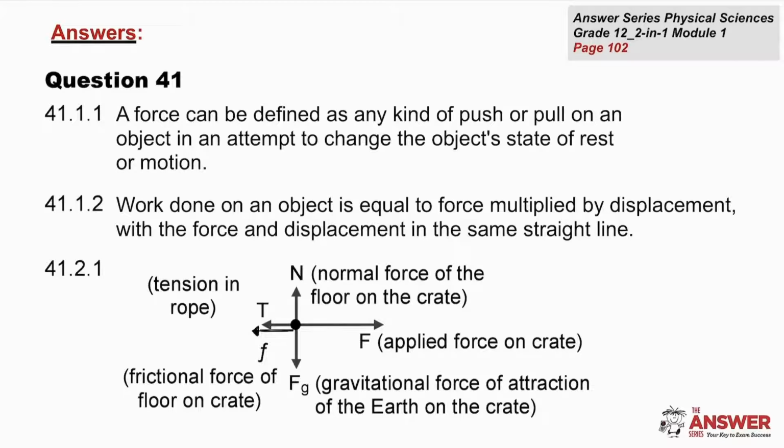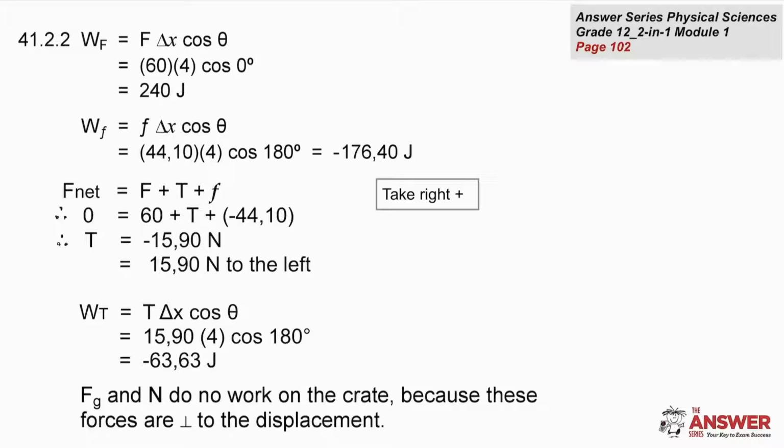After the definitions, we can have a look at the forces acting on that front block. There's of course gravitational force downwards and the normal force holding it up. Applied force that moves it to the right, opposed by a frictional force, and a tension. To get the work done by each of those forces, substitute the force into the work equation to get answers. The applied force does positive work, 240 joules. The frictional force does negative work.